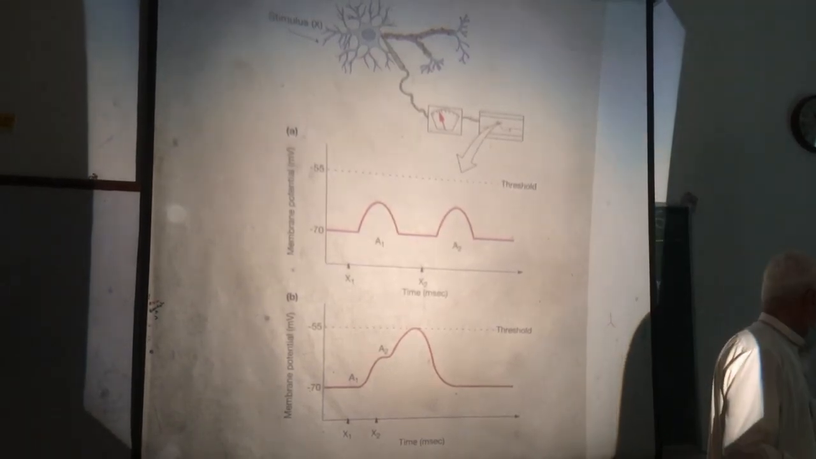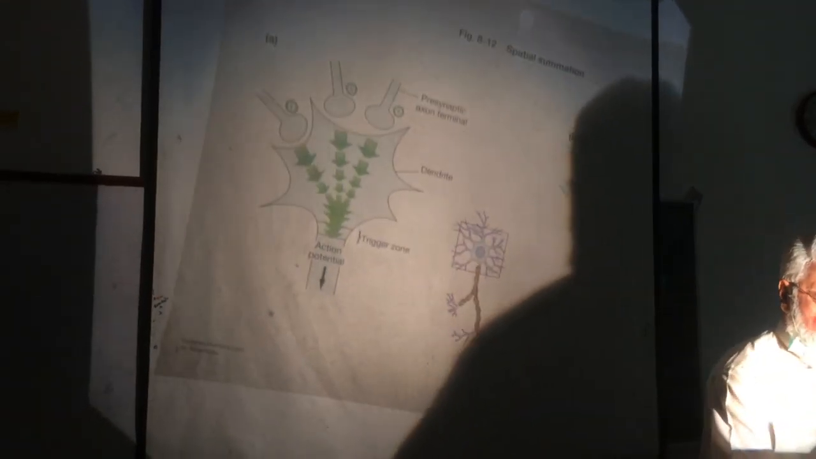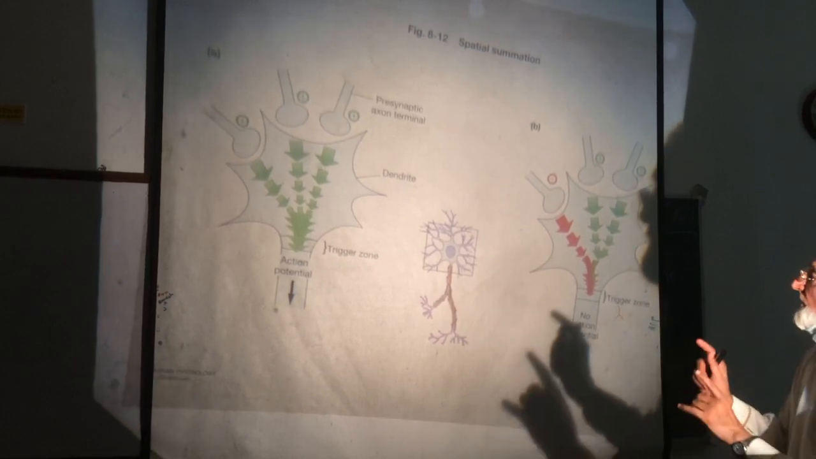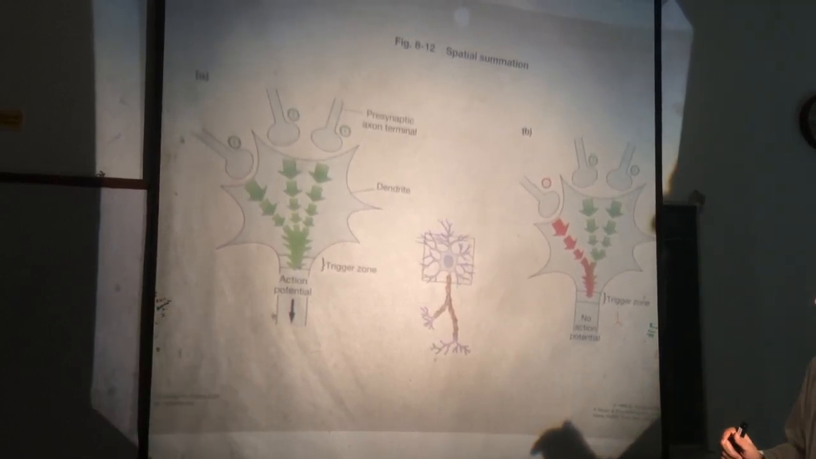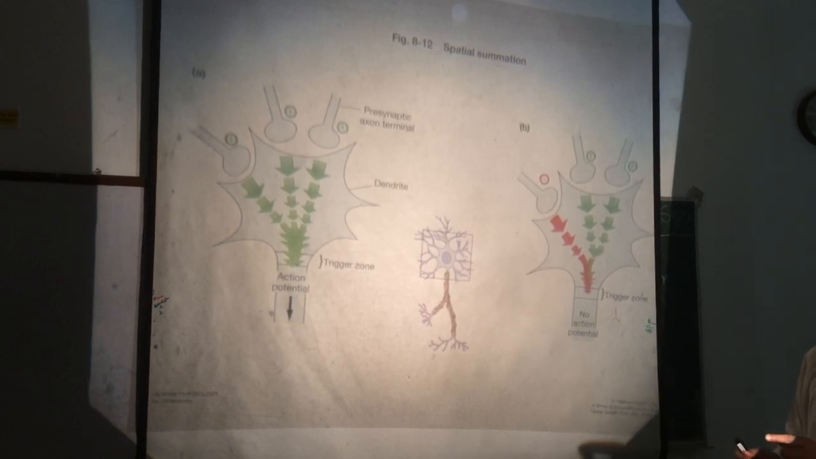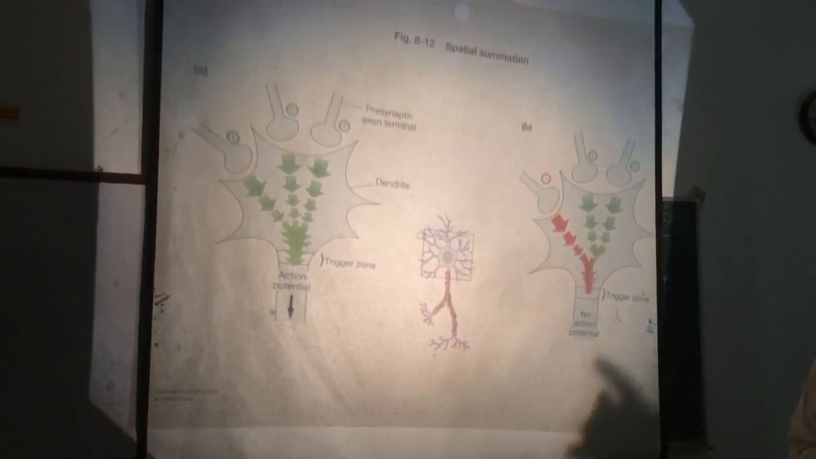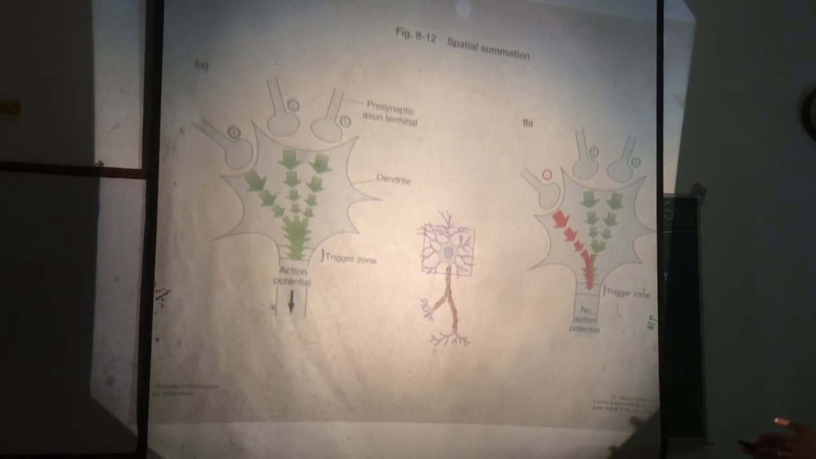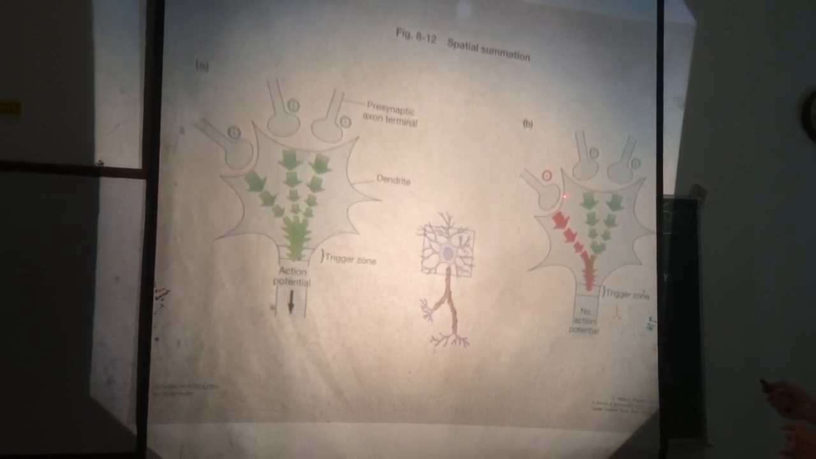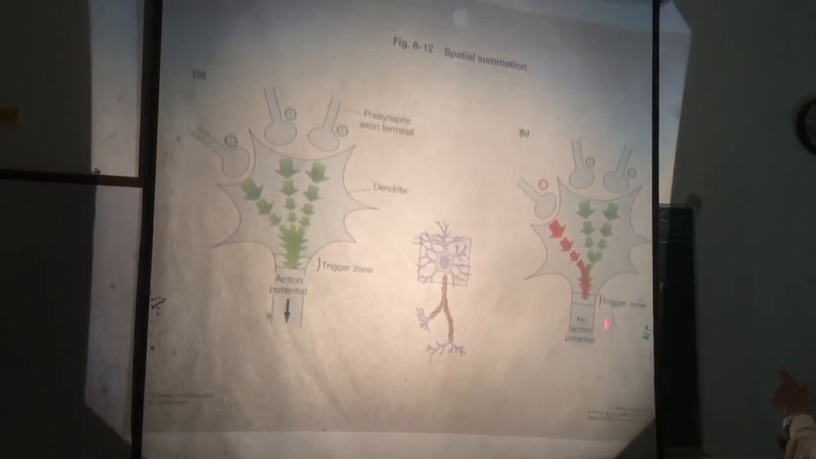The second type of summation is spatial summation. In spatial summation, nerve impulses are transmitted along an increased number of synaptic nerves simultaneously. You see, these are 1, 2, 3 synaptic nerves, and if impulses are not transmitted simultaneously, there won't be a response, no action potential.